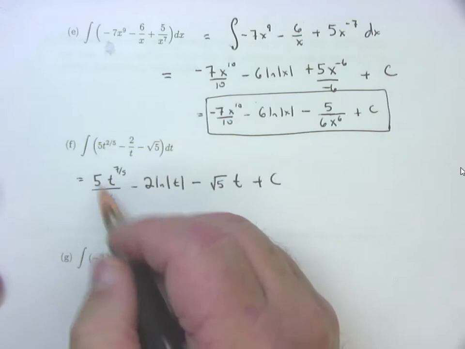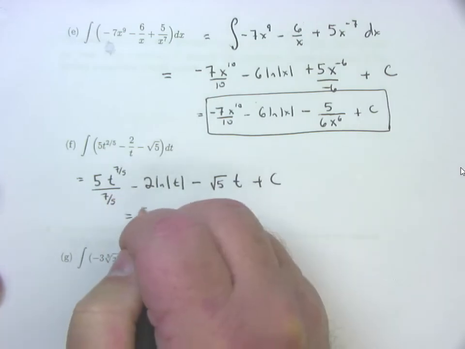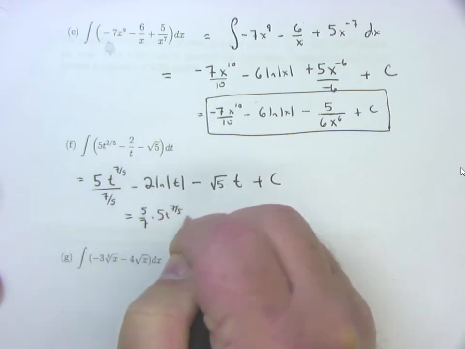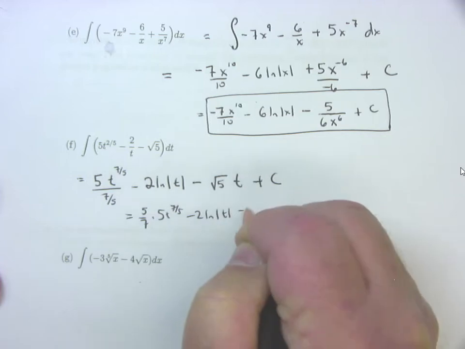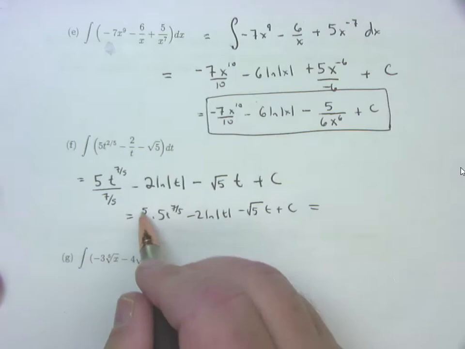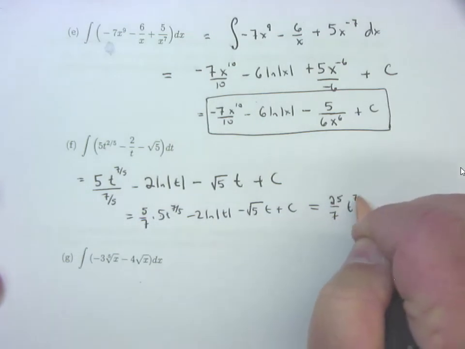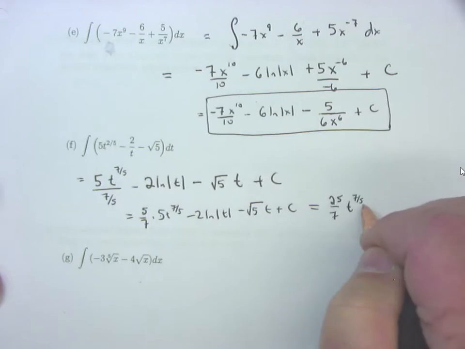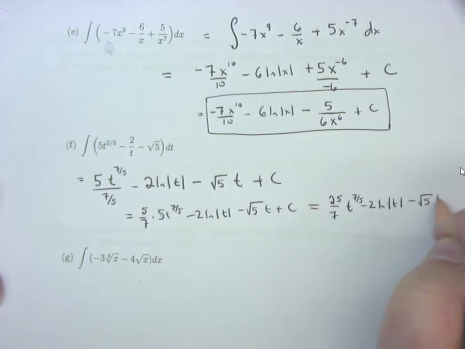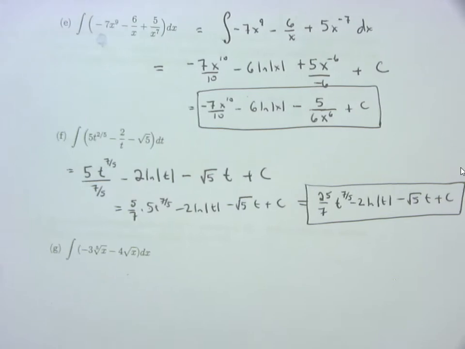And then, here we go. Clean it up. When you divide by a fraction, we'll invert and multiply, so it'll be 5/7 times 5t to the 7/5 minus 2 natural log absolute value of t minus the square root of 5t plus c. And then cleaning up this guy, 5 times 5 is 25 over 7, t to the 7/5 minus 2 natural log absolute value of t minus the square root of 5 times t plus c. There's my answer.